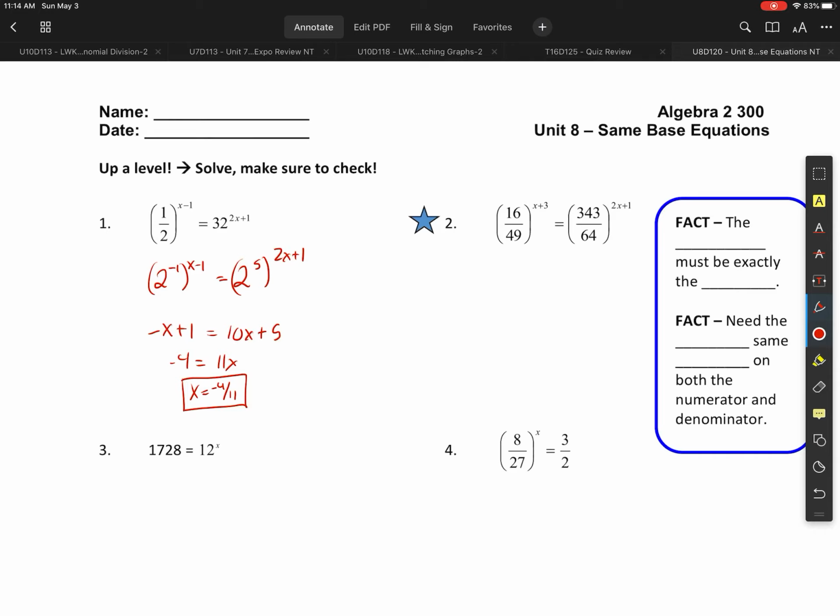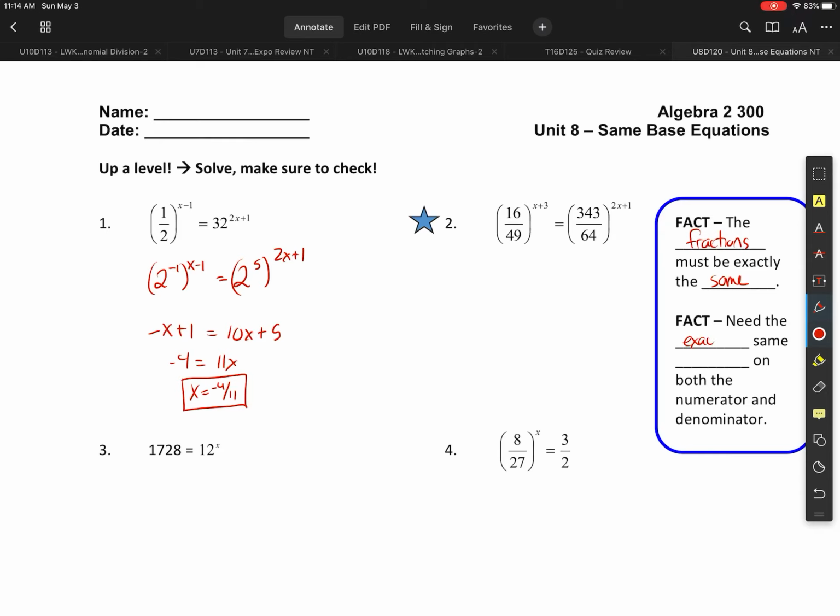Alright, 2. Got this fraction here. Now, my key thing with fraction problems, with the whole idea of the same base, is that the fractions must be exactly the same. You can't have 2/3 and 3 over 2.